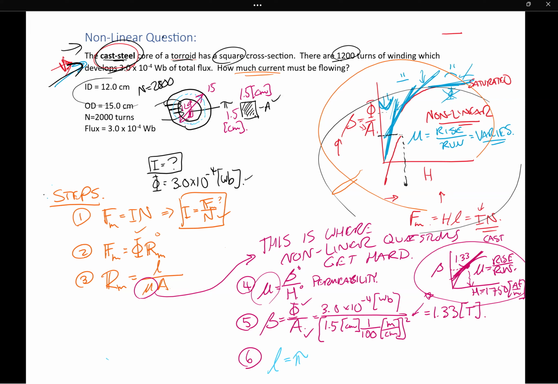It's circumference calculation, pi d. Well, what is the circumference? Well, it's pi d. What is the diameter if I'm looking at pi d? Well, it's this middle diameter. It was 15 to the outside. It was 12 to the inside. So it must be 15 minus 12 over 2 centimeters plus another 12 centimeters.